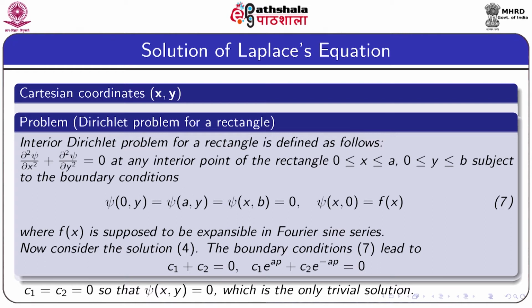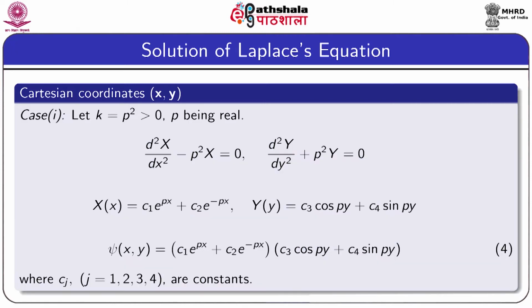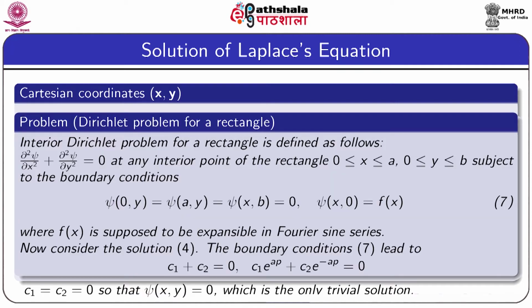Now, if we consider boundary condition 7, if we use the first boundary conditions psi(0, y) equals 0 and psi(a, y) equals 0, then the solution 4 gives, we have to put x equals 0 and x equals a. If we put x equals 0 in equation 4, we get C1 plus C2 equals 0, and if we put x equals a in equation 4, we get C1 e to the power pa plus C2 e to the power minus pa equals 0. So, those two equations are written here. If we solve these two equations, we get C1 equals C2 equals 0.